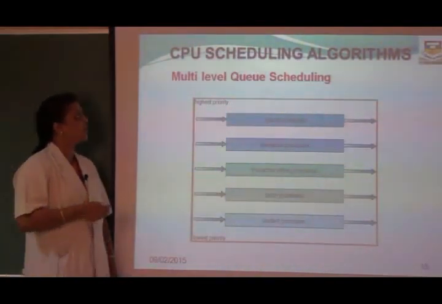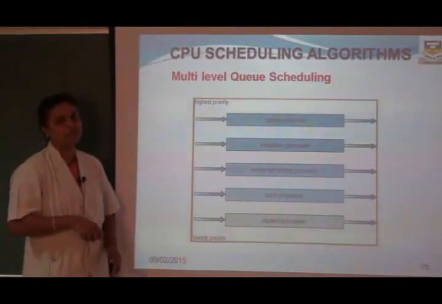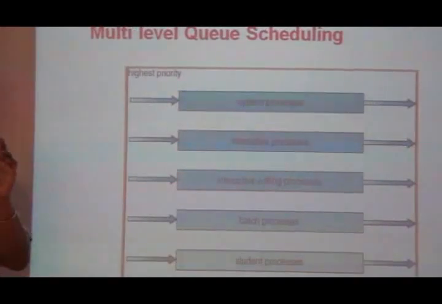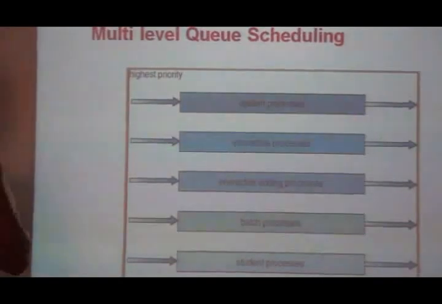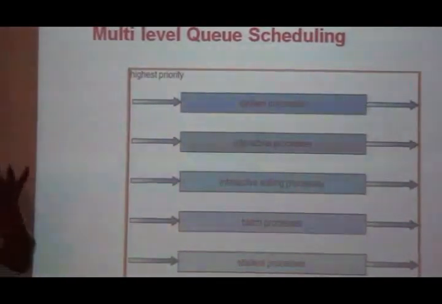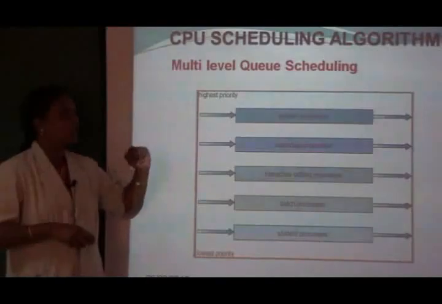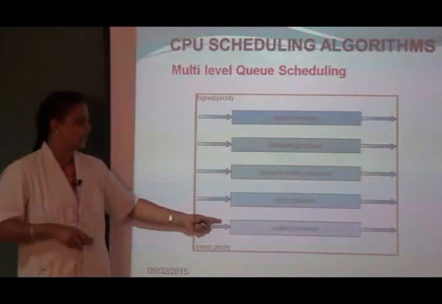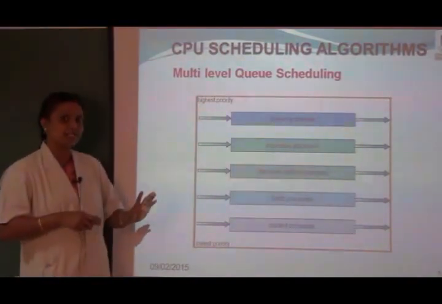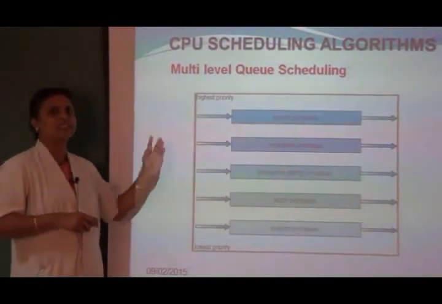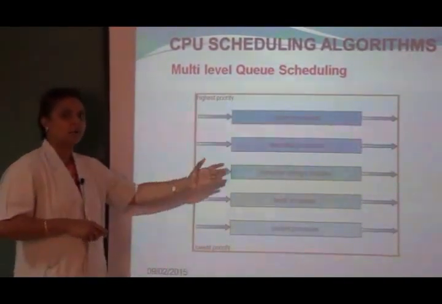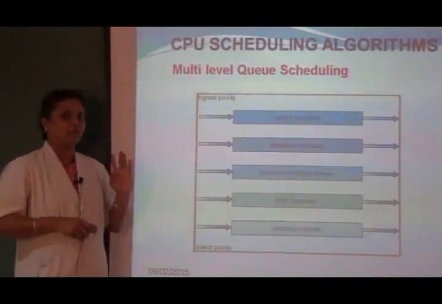The next scheduling algorithm is multi-level queue scheduling. In all the previous four algorithms, the operating system maintains only one queue, the ready queue. From the ready queue the processes are selected and assigned to the CPU. But in multi-level queue scheduling, multiple queues are maintained, and all the processes are directly loaded into their respective queues. That is, based on the nature of the process, the process is directly placed into its respective queue.